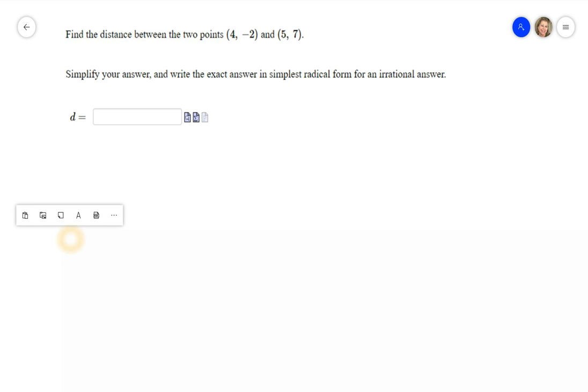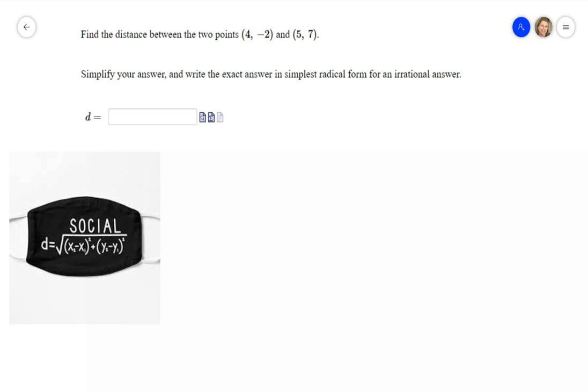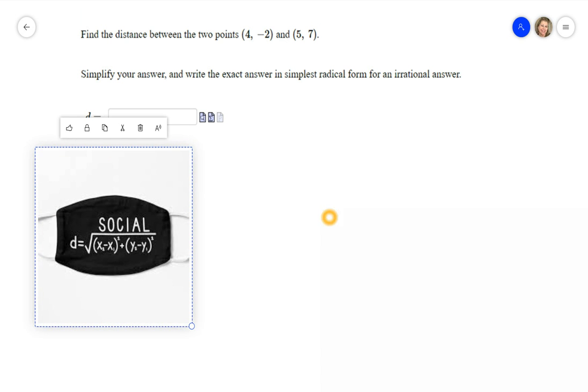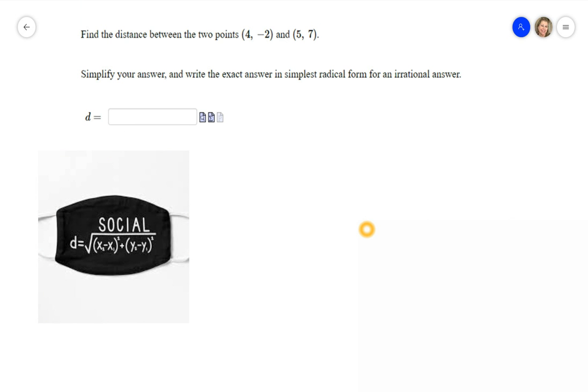When the pandemic came out and people were coming up with all sorts of masks, here's this one. This is the social distancing mask, which cracked me up because that's the distance formula. Social distancing. Oh my gosh.